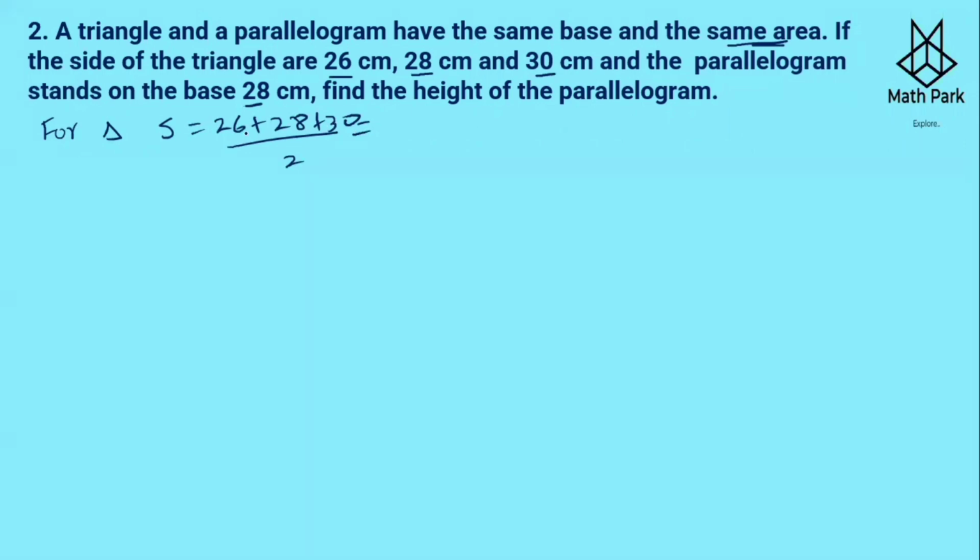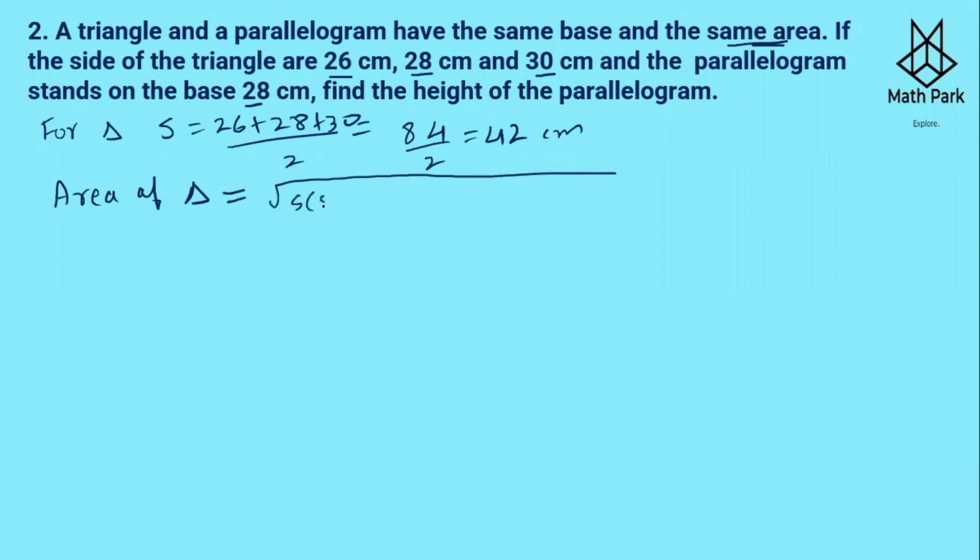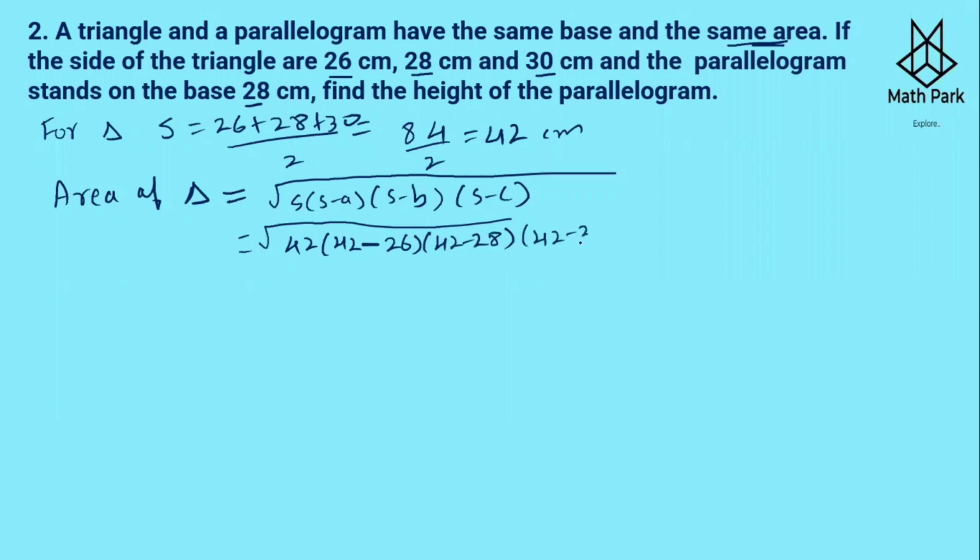So 8 plus 6, 14. Carry 1, 3 plus 1, 4 plus 2, 6 plus 2, 8. 84 divided by 2, which is 42 centimeter, is the semi-perimeter. So let us find the area of the triangle. The area of a triangle is the same as the area of a parallelogram. So we use Heron's formula here: square root of S times (S minus A)(S minus B)(S minus C), where A, B, C are the sides. So we have a root of 42 minus the side which is 26, into 42 minus 28, into 42 minus 30.